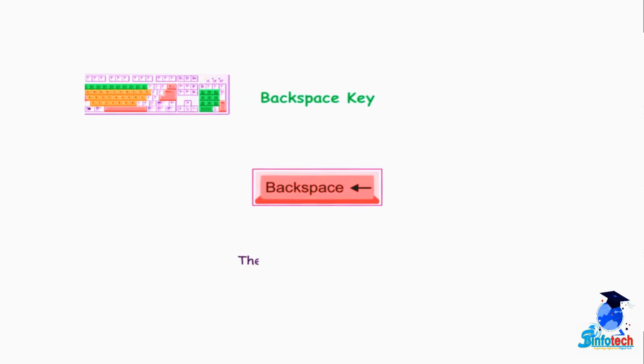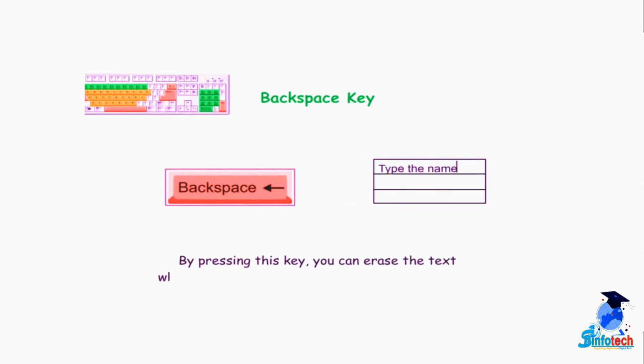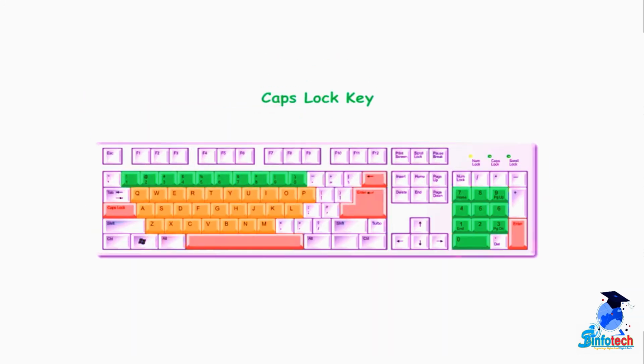Backspace key. The backspace key works like an eraser. By pressing this key, you can erase the text which is on the left side of the cursor, one by one. Let us discuss about Caps Lock key.